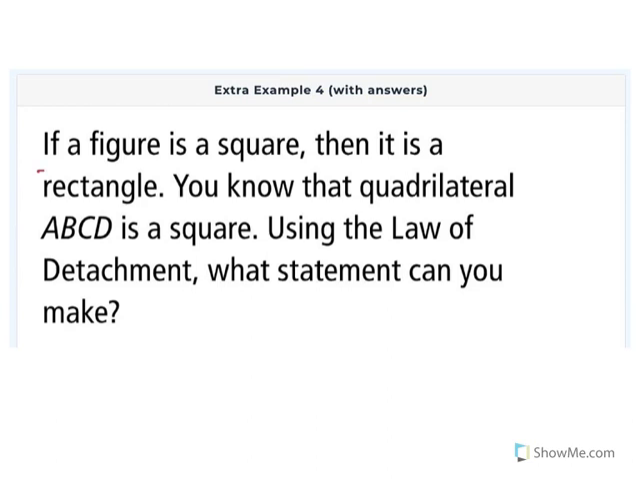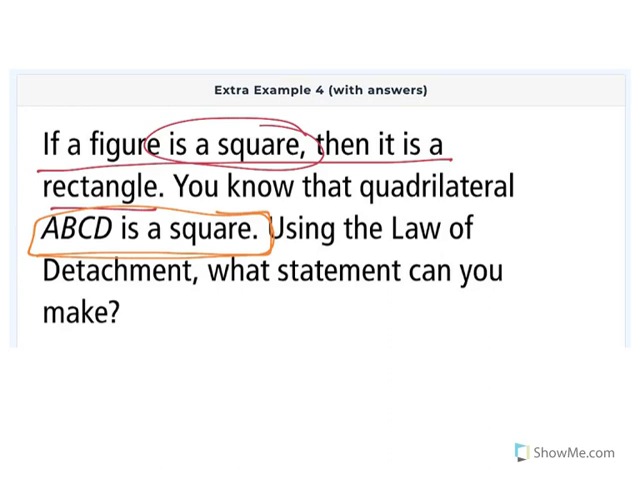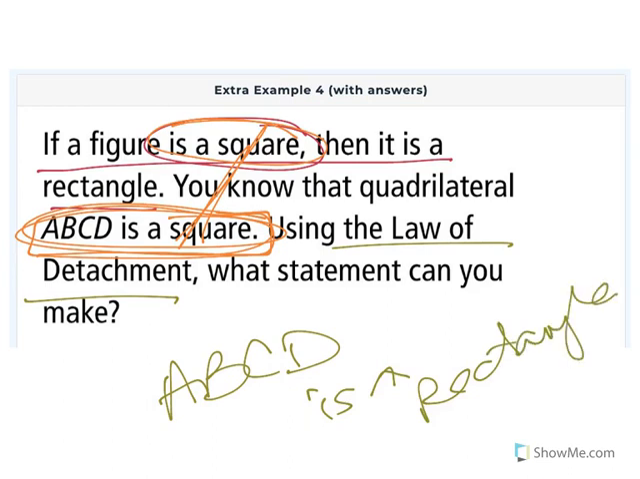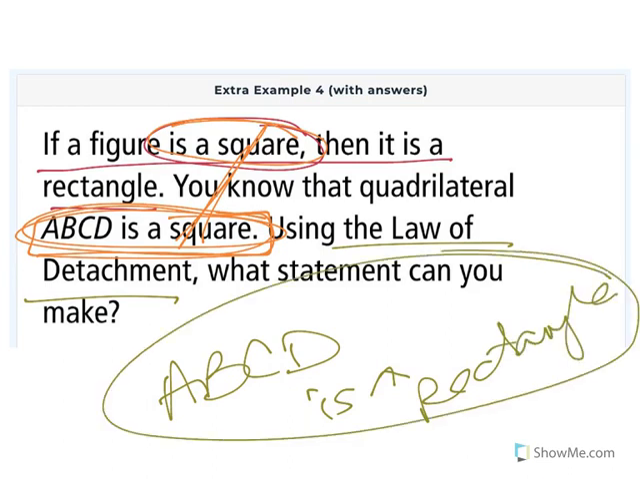If a figure is a square, then it is a rectangle. So we need to know if whatever we're talking about is a square, because that's our hypothesis, right? And then the next piece of information they give us is that we know that this quadrilateral is a square. Well, the hypothesis and the information are the same, right? They're both square. So using the law of detachment, we can say that ABCD is a rectangle. So that's your answer. That's the statement that you can make.